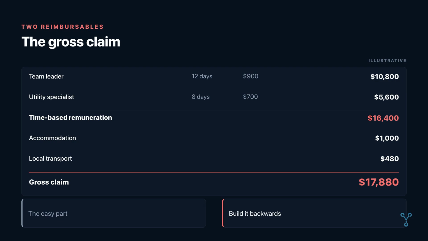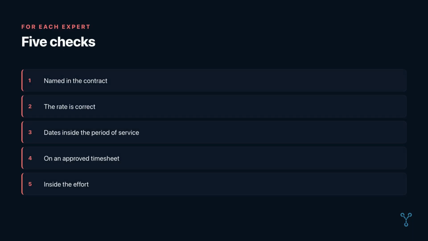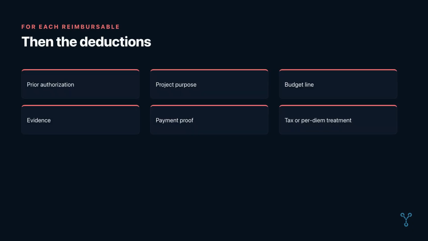Build the claim backwards from its payment condition. For each expert, check that the person is named or otherwise permitted under the contract. The rate is correct. The dates fall inside the period of service. The days are supported by the required approved timesheet or monthly statement, and the time does not take the contract above the approved level of effort. If a substitute expert, remote work, weekend work, or an extended mission is involved, confirm whether the contract requires specific approval. For each reimbursable, check the prior authorization, project purpose, budget line, evidence, payment proof, and treatment of any tax or per diem. Link every document to an expense log number.